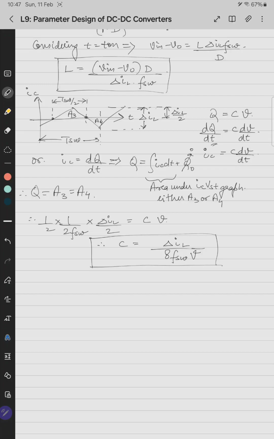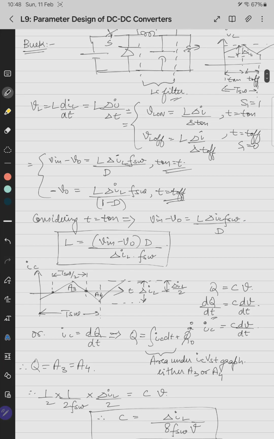This is the value of capacitance. So what we observe is that the inductor and the capacitor are a function of switching frequency. Both are inverse relation of switching frequency. As the switching frequency increases, the required size of the inductance and capacitor reduces. So L is a function of duty ratio also, but C is not a function of duty ratio. It is only a function of output voltage and the peak to peak inductor current ripple.